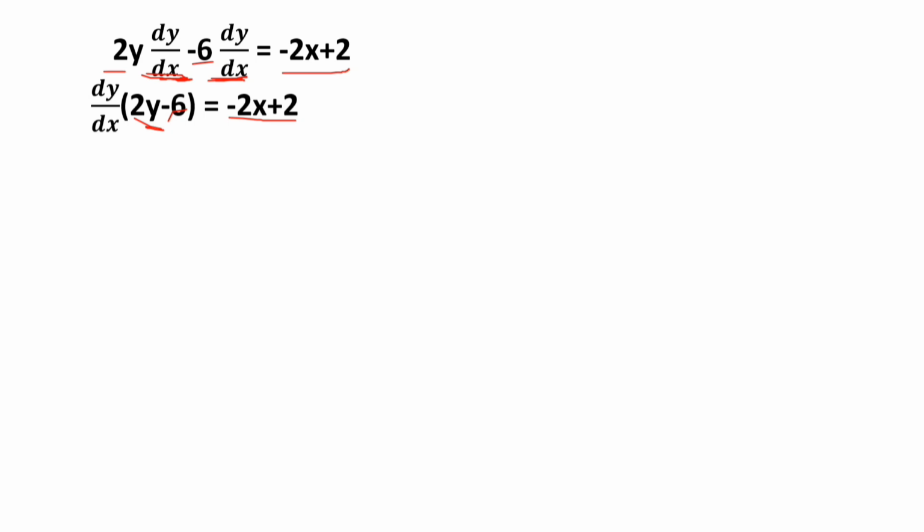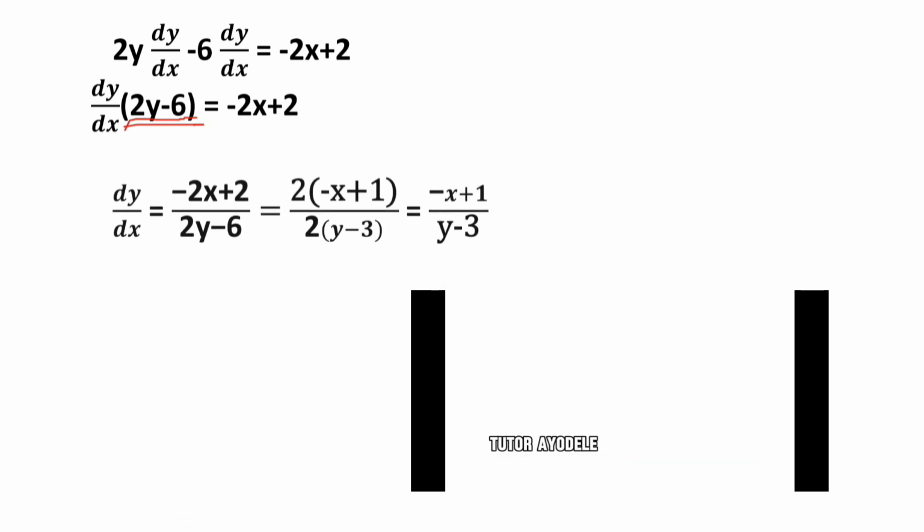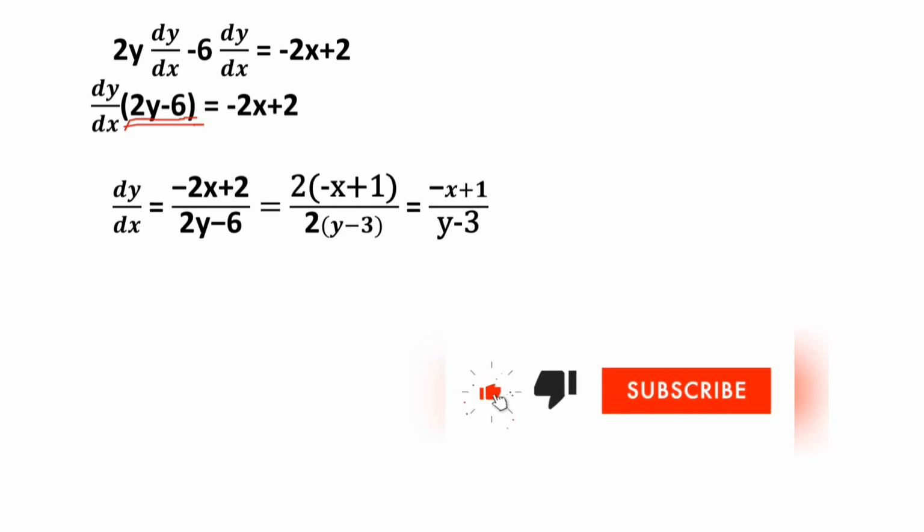Okay, so I want to make dy/dx the subject of the formula because what I'm actually calculating is the dy/dx. And to make dy/dx the subject of the formula, I will divide both sides by the coefficient of the dy/dx. What is the coefficient of the dy/dx? You can see I've already underlined it here, which is 2y minus 6. So I will divide both sides by 2y minus 6. And if I do that, oh, wow, that is fantastic. We have something like this, right?